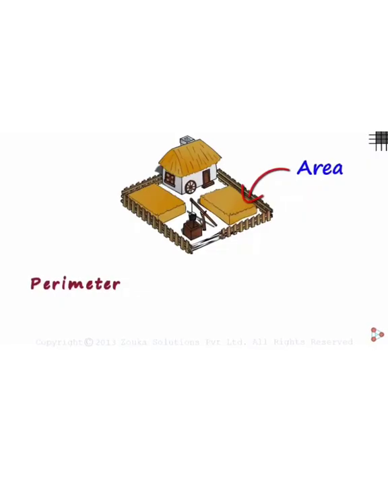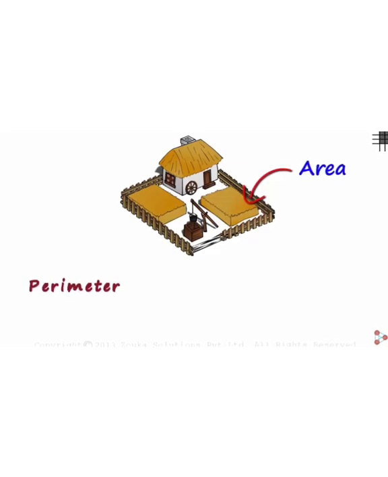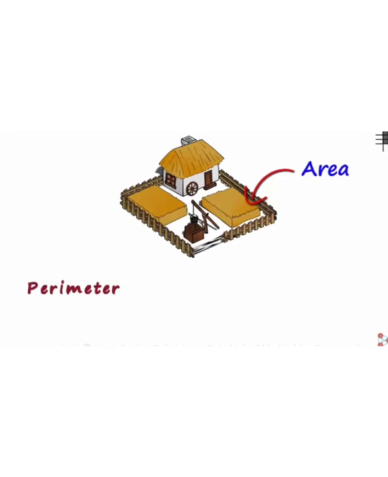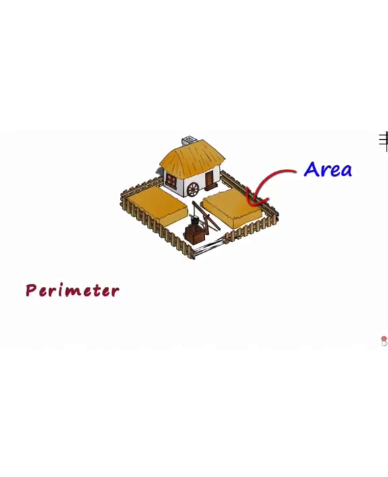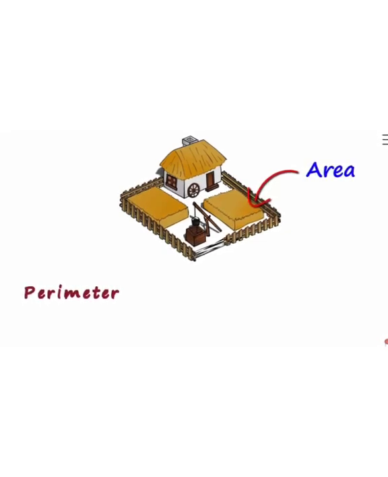Let's understand the difference between perimeter and area by observing this picture. The fencing around the house is considered as perimeter, and the space enclosed or covered within the fence is considered as the area.